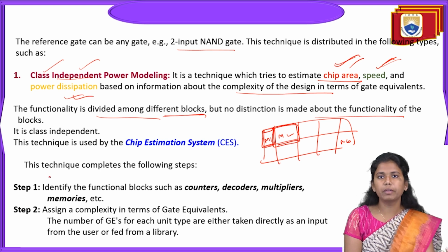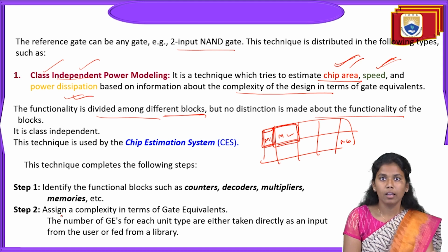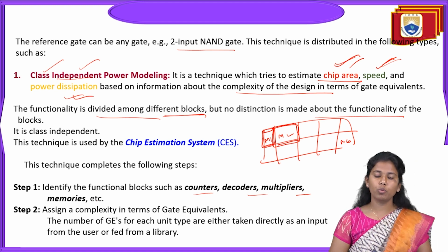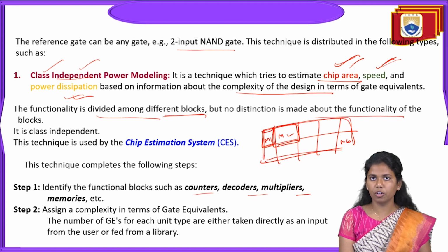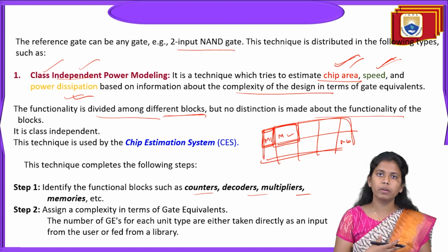Then this technique completes the following steps. If you are choosing this case in order to know the power dissipation or power estimation, then you have to follow all the steps. Step 1 is to identify the functional blocks such as counters, decoders, multiplexers, memory elements. First and foremost, we have to identify this. If this is the circuit that you have modeled, then in which module are you estimating the power dissipation or power factors?